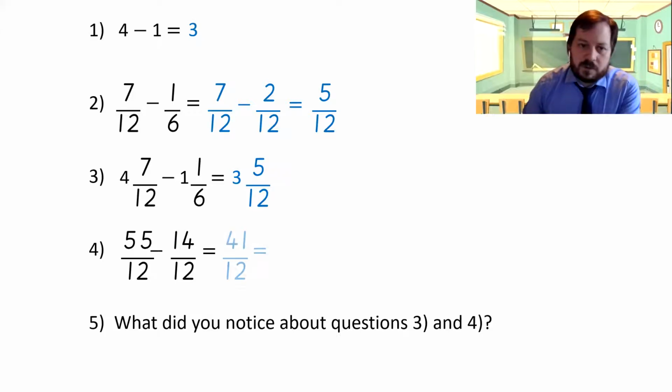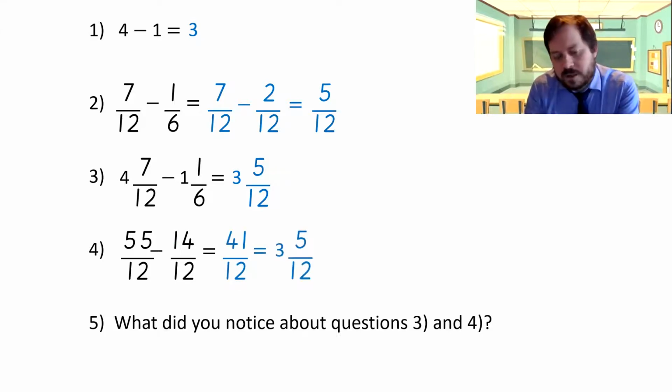And then question 4 is 41/12, which is the same as 3 and 5/12. What do you notice about questions 3 and 4? Well, they're the same question because 4 times 12 plus 7 is 55, and 1 times 12 is 12, plus 2 is 14. So it's actually essentially the same question. This is just using improper fractions, and this is using mixed numbers.